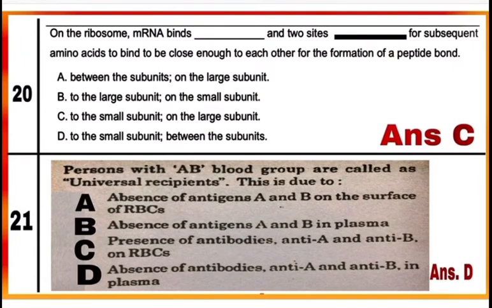Question 20. On the ribosome, messenger RNA binds dash and 2 sites dash for subsequent amino acids to bind to be close enough to each other for the formation of a peptide bond. Option C. Messenger RNA binds small subunit and 2 sites on the large subunit. Question 21. Persons with AB blood group are called as universal recipient. This is due to? Option D. It is due to absence of antibodies anti-A and anti-B in plasma. Persons with AB blood group are universal recipient.